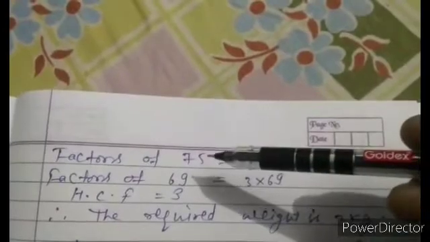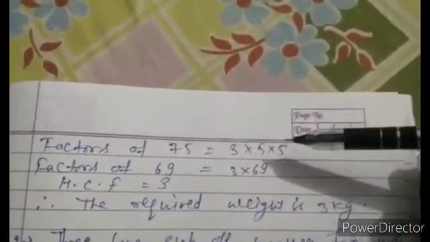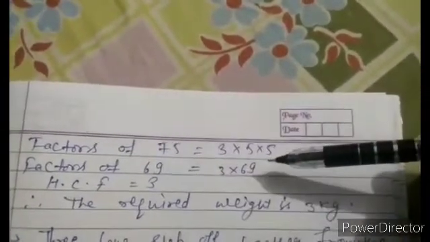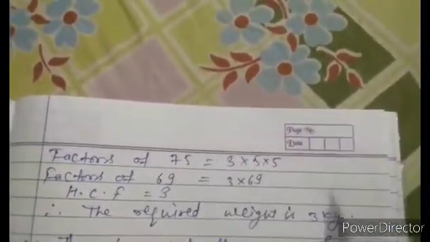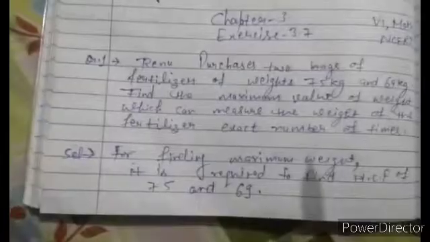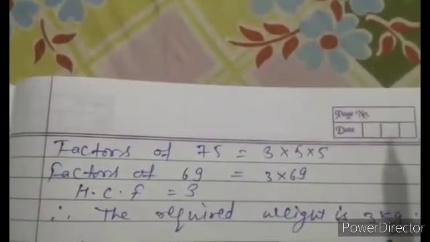Now factors of 75. For HCF we need to find out their factors. The factors of 75 will be 3 multiply 5 multiply 5, and factors of 69 will be 3 multiply 23. So the highest common factor is 3, therefore the required weight is 3 kg. So this is question number 1 of exercise 3.7, chapter 3.